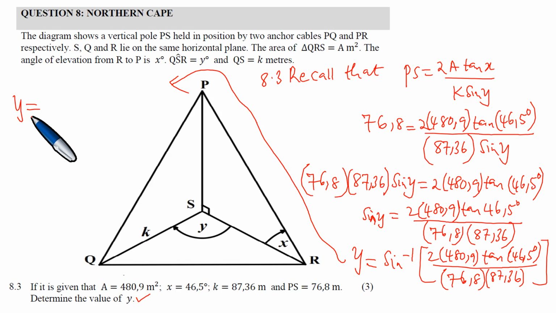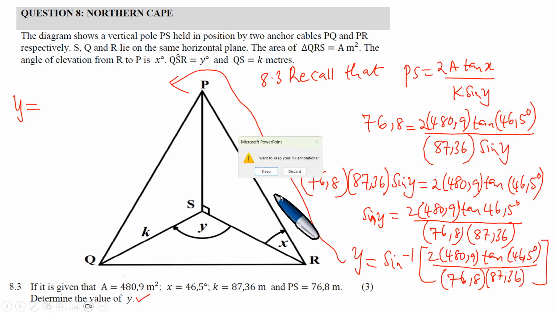480.9. Okay, 2 into 480.9, and that is multiplied by the trigonometric tangent of 46.5. Now let's continue to find the trigonometric tangent of 46.5, and we get that it is divided by 76.8 multiplied by 87.36 in the denominator. What is then the result of this? These can be obtained with ease. Just a second, let's get the answer.